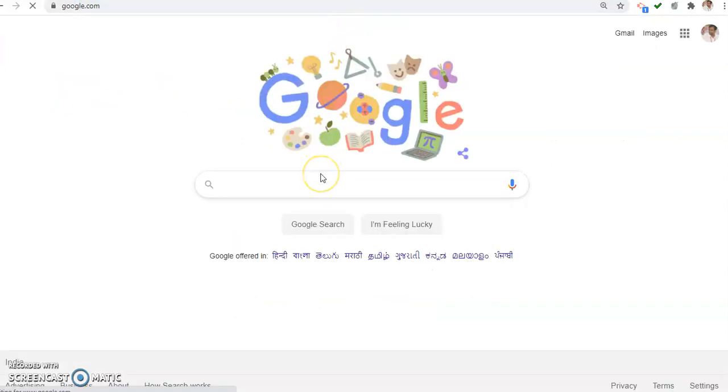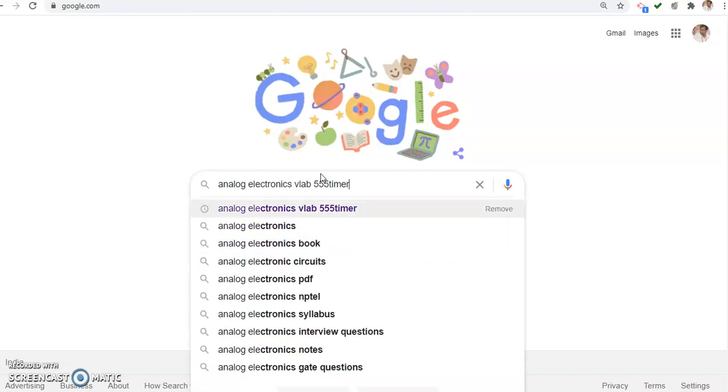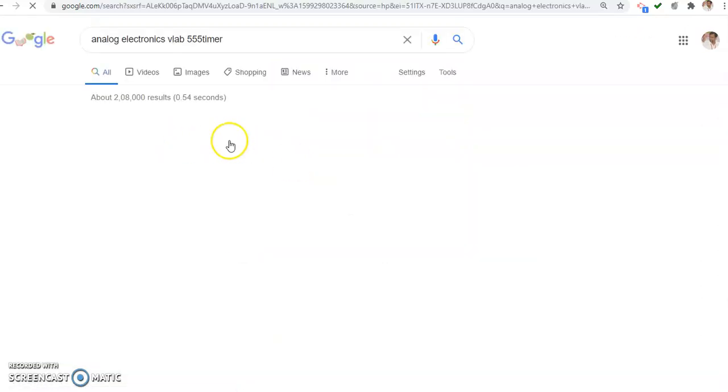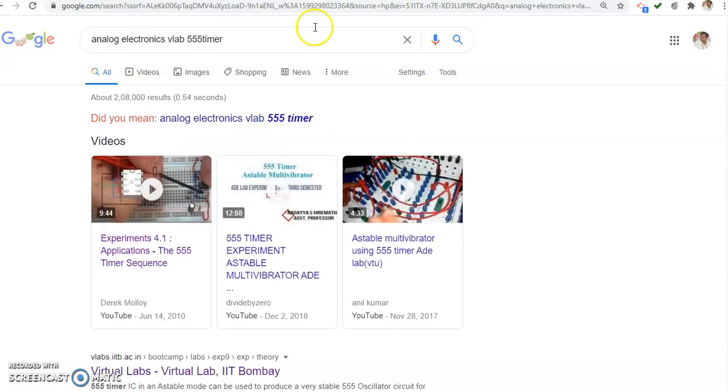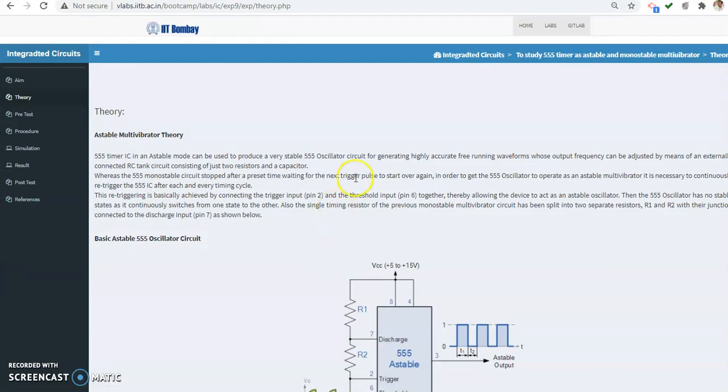Google, then analog electronics, okay, we'll have 555 timers. Even you can do it, you can try it on that yourself. Okay, the same method is open to all of you, so you are going to use it. Okay, so you are going to study the theory.